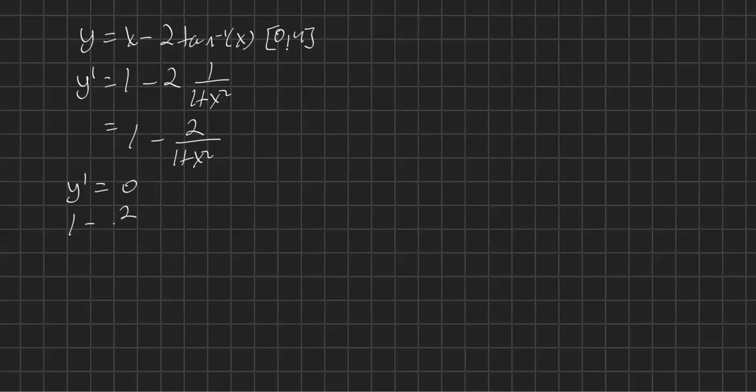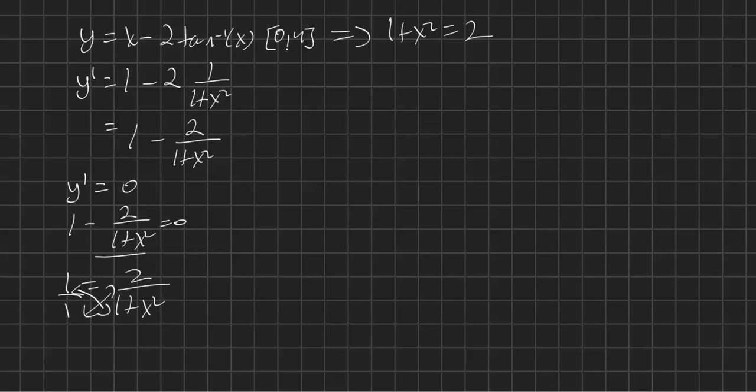So that means 1 minus 2 over 1 plus x squared is equal to 0. So you add this expression to the right. So 1 is equal to 2 over 1 plus x squared. I think I'm going to pick up over here so I have more room. So now it's going to be cross multiply. This is like 1 over 1, so you can multiply this way and then this way. Okay, so you're going to have 1 plus x squared is equal to 2 times 1, which is 2.